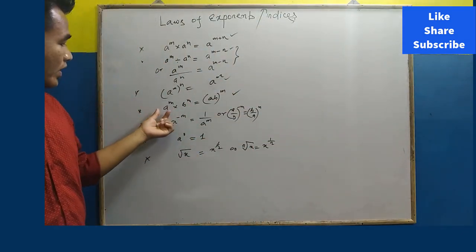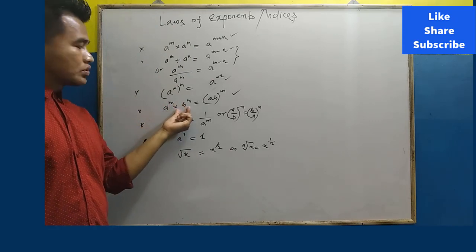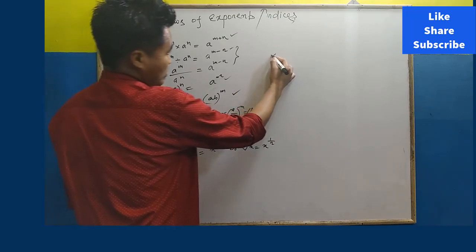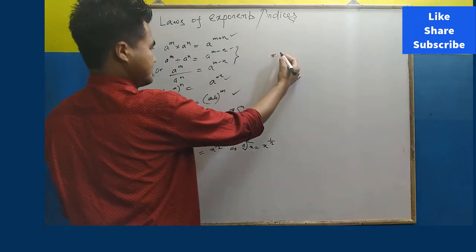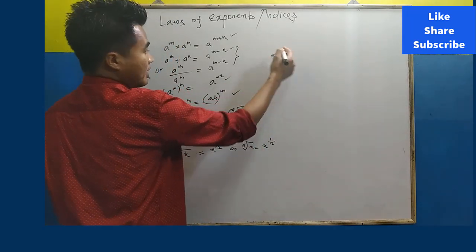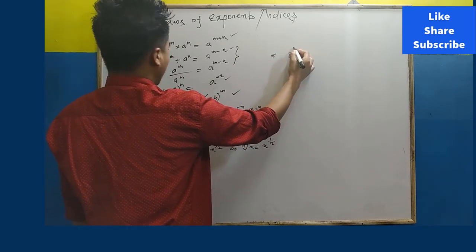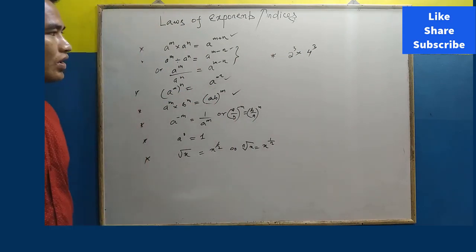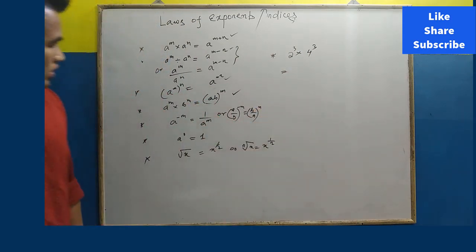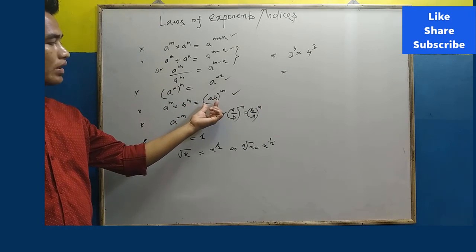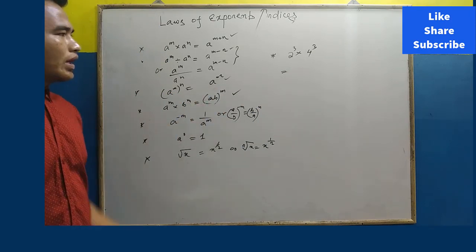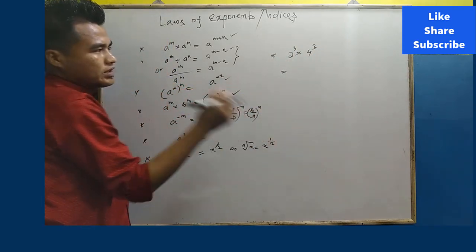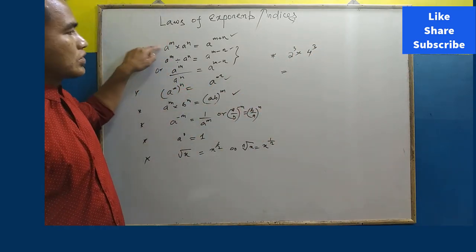Then next we have this law: a to the power m into b to the power m is equal to ab to the power m. For example, let me have 2 to the power 3 into 4 to the power 3. Here, both the powers are the same and the bases are different. It is very easy to confuse with the first law, isn't it?